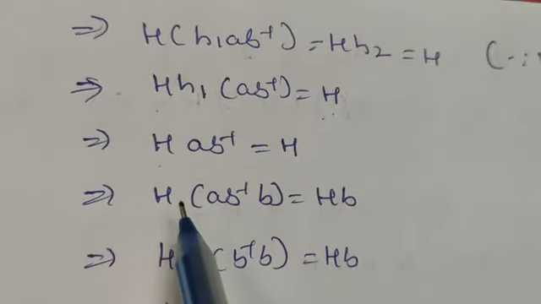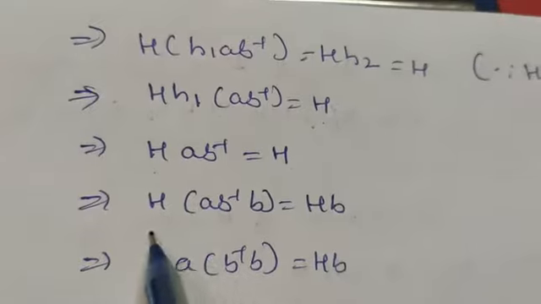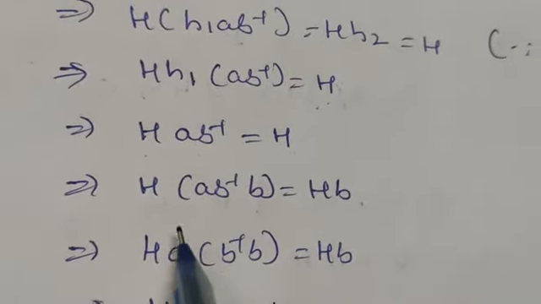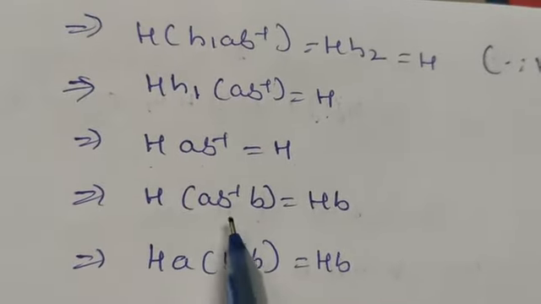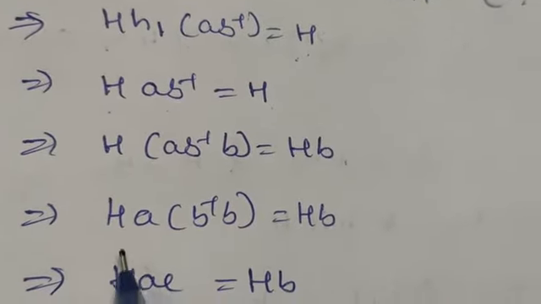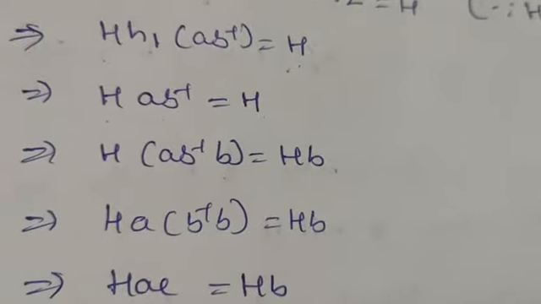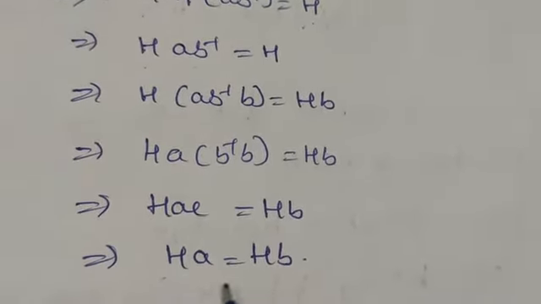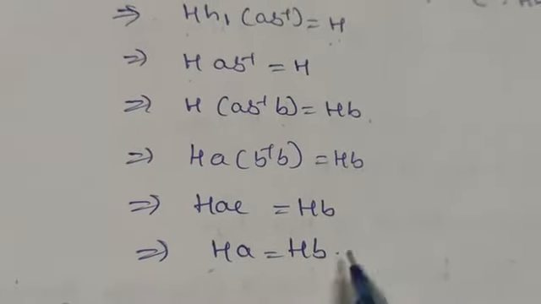Again, let us operate B on the right side on both sides. H into AB inverse into B is equal to H into B. Again apply the associative law here, group these two. HA into B inverse into B is equal to H into B. This implies H into A, with B inverse into B equal to E, is equal to HB. We know again E is the identity element. This implies that HA is equal to HB. So this is the proof of this theorem.